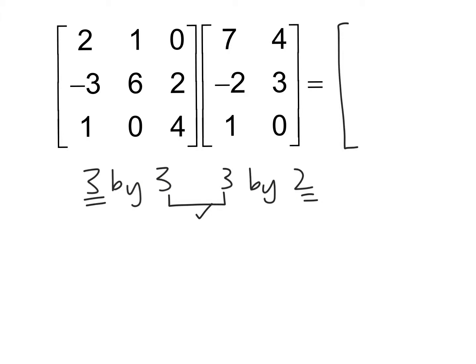I'm going to start by going like this, and I'm going to do the first row and the left column. And all those numbers added together are going to go right up here.